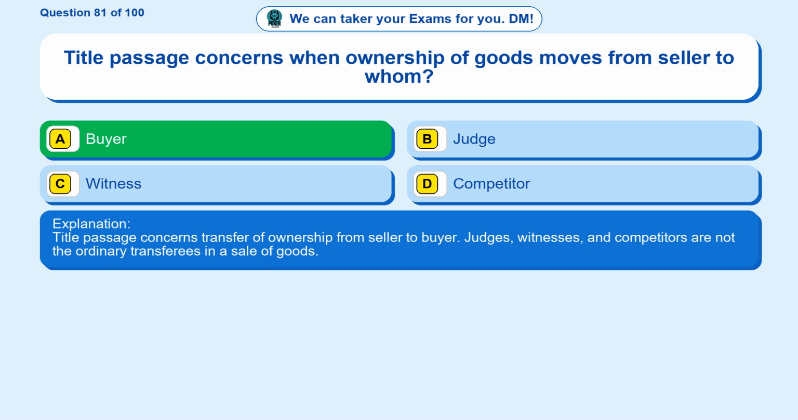Title passage concerns transfer of ownership from seller to buyer. Judges, witnesses, and competitors are not the ordinary transferees in a sale of goods.